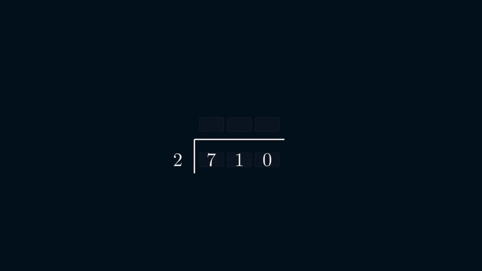So we divide 710 by 2. 2 fits into 7 3 times. With 1 left over, that remainder joins the 1, making 11. 2 fits into 11 5 times with 1 left over. That remainder joins the 0, making 10. 2 fits into 10 5 times. So the answer is 355. A tiny divisor creates many groups, so a large answer is completely sensible.